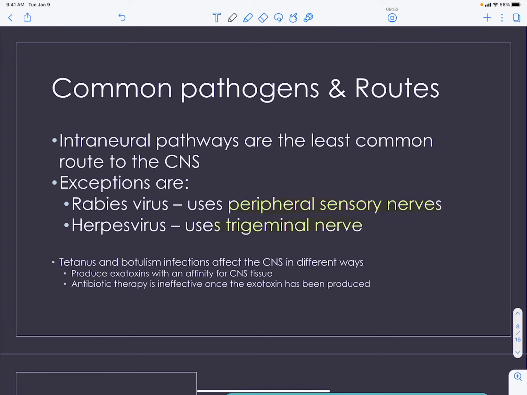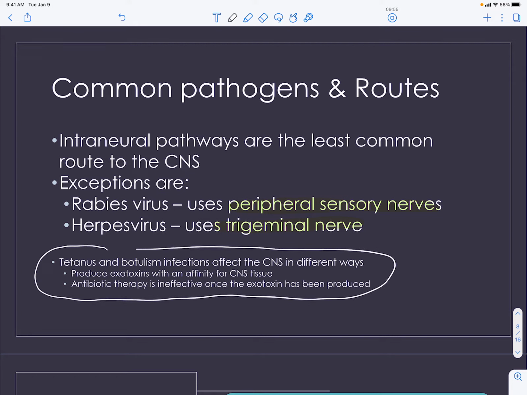Another thing to note is our tetanus and botulinum. These are going to be exotoxins. And so because they're exotoxins, the pathogens, the actual bacteria, are replicating somewhere else. In the case of botulinum, they're going to be replicating in the gut. In the case of tetanus, it's going to be replicating in your respiratory system, but they're going to release their exotoxins that have affinity for the central nervous system tissues. And so in the case of tetanus and botulinum, antibiotic therapy is not usually used once the exotoxin has been produced. You really need some antitoxin therapies instead.